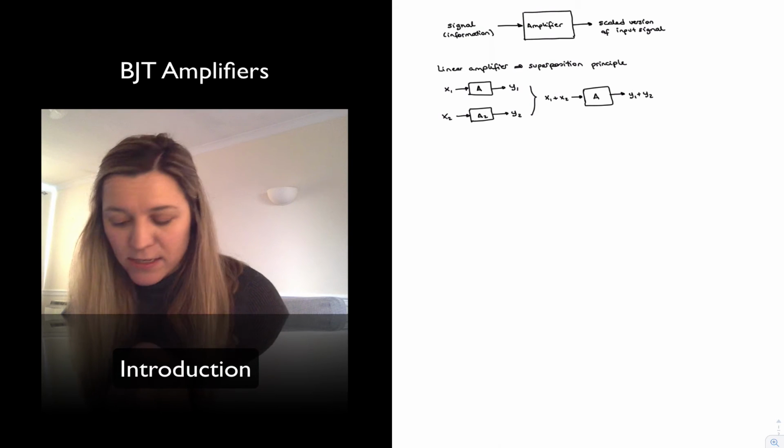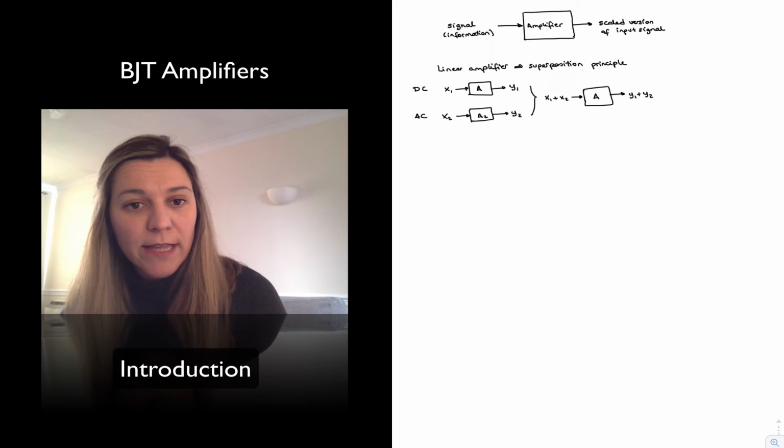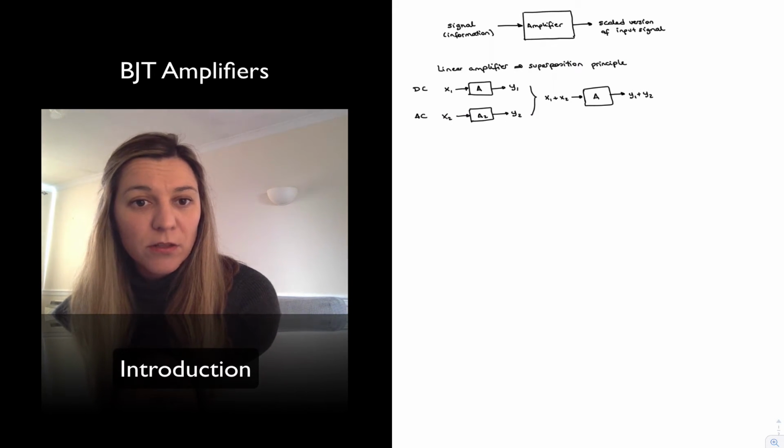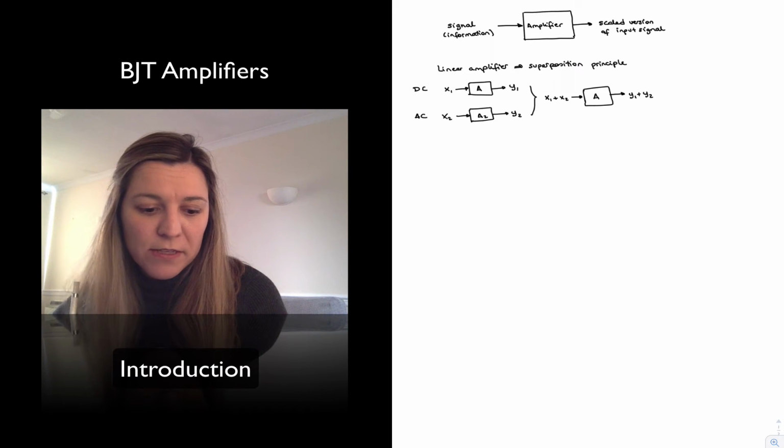That's how we're able to say, okay, we're going to split all our signals into a DC component and a small signal AC component. And so on the one hand, we handle the DC, and on the other hand, we handle the AC. We first calculate all the DC values in the circuit for the bias point, and then we calculate the AC parameters. And the superposition of the two is going to give us the overall response of the system.